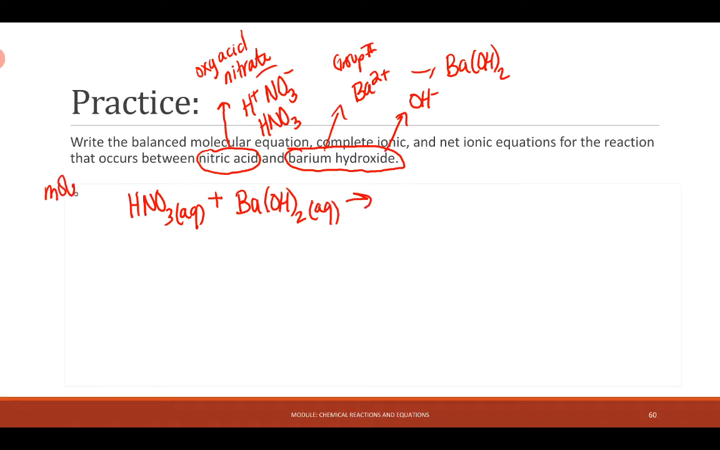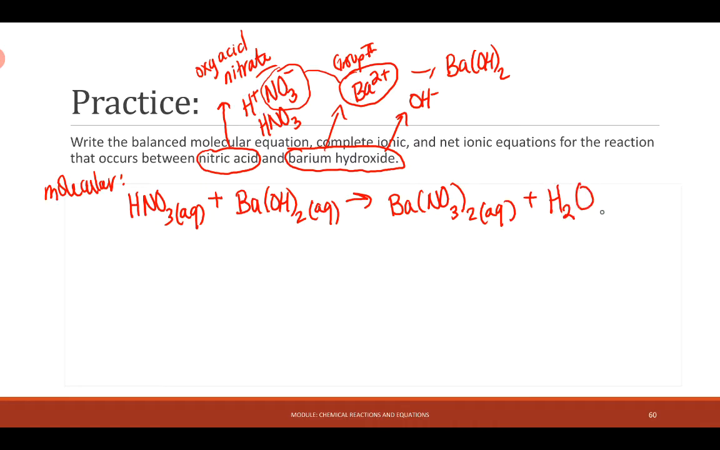So I'll do my molecular equation first. Then I will have my double displacement reaction pattern where I will bond my nitrate with my barium to form my salt. I can see that that's a -1 ion, and that's a 2+, and so I'm going to need 2 nitrates. Barium nitrate is soluble like all other nitrates. And then I'm going to form water with my remaining ions. Remember, acid plus base equals salt and water. The state of matter for water should be liquid, not aqueous.